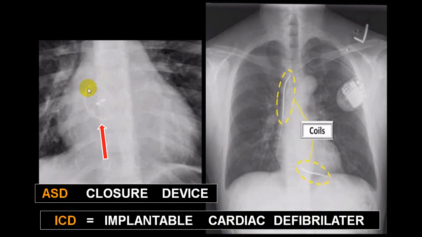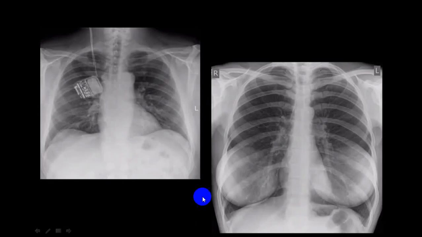This is for ASD, and similar type of material is also available for VSD. But if you see such a big one, it is very frequently for an ASD. So this is an ASD closure device. Yes, once in a while you can see on an X-ray if a person has undergone that.